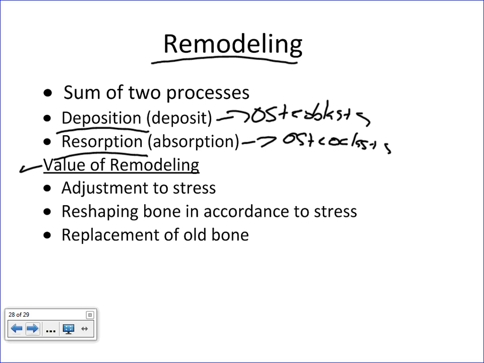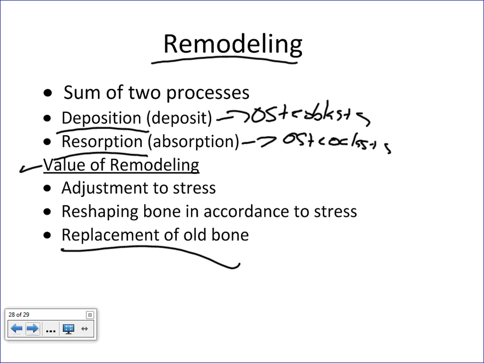And there are important reasons as to why this must take place. One of them is just the replacement of old bone. You have to remember, there are living cells and there are proteins. There's organic material within this bony tissue, and remember, organic materials do break down over time. They could break down as a result of stress or age.